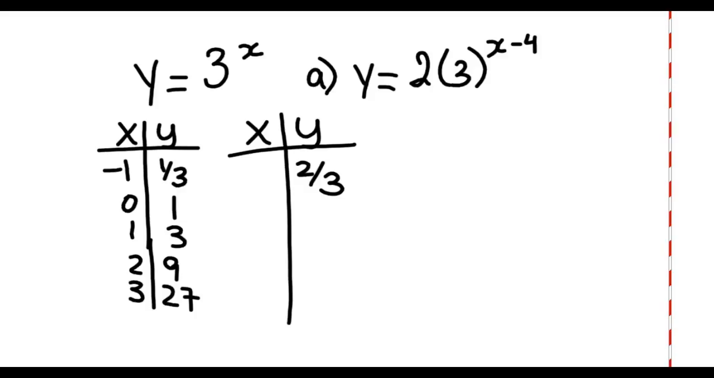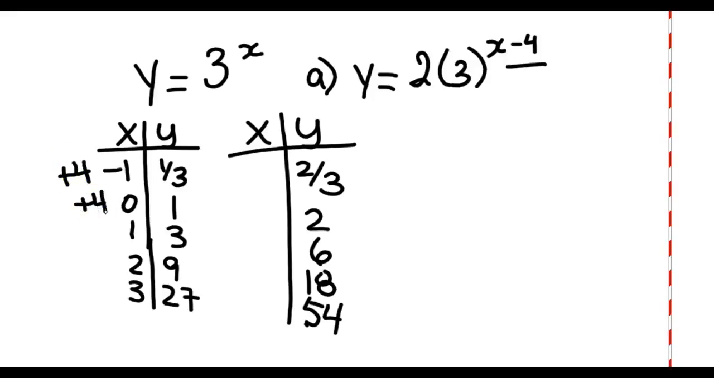So 2 times 1/3 is 2/3. 1 times 2 is 2. 3 times 2 is 6. 9 times 2 is 18. And 27 times 2 is 54. Okay, and then this is a horizontal translation, meaning we add 4 to all of our x points. Okay, so we're going to add 4 to all the x points.